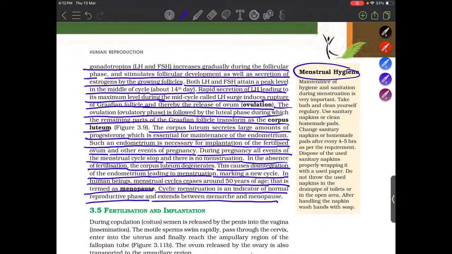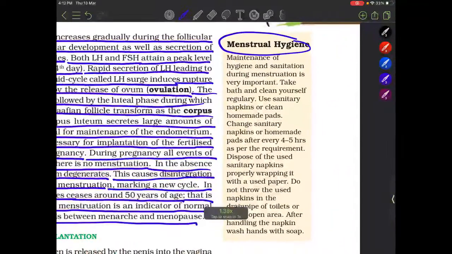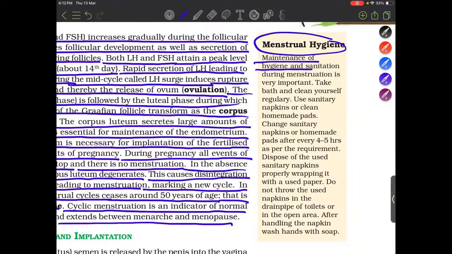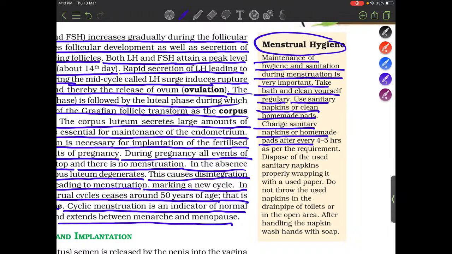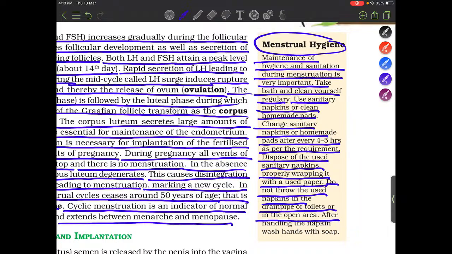Here is menstrual hygiene. Maintenance of hygiene and sanitation during menstruation is very important. Take a bath and clean yourself regularly. Use sanitary napkins or clean homemade pads. Change sanitary napkins or homemade pads after every 4 to 5 hours as per requirements. Dispose of used sanitary napkins properly, wrapping them with paper. Do not throw the used napkin in the drain pipe of the toilet or in the open area. After handling the napkin, wash hands with soap.